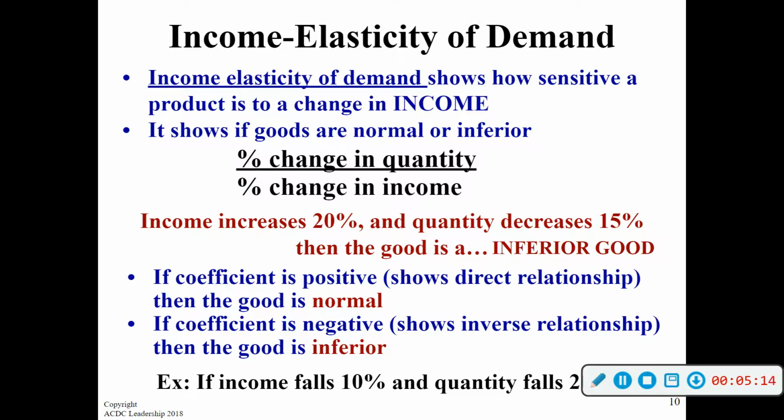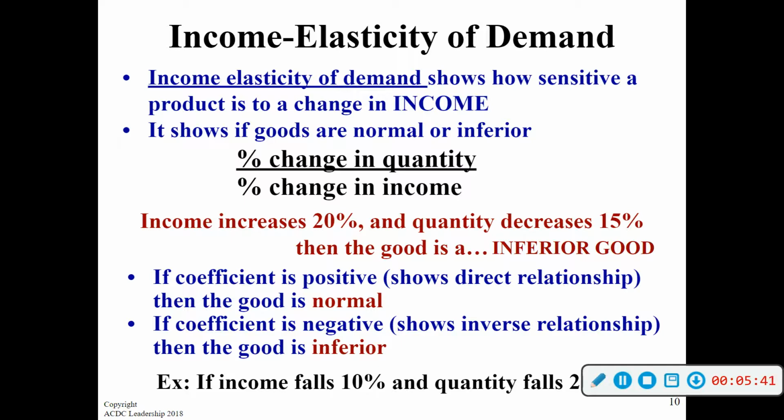So, it says income increases 20%. Well, that would be positive 20 because your income has gone up. And it says the quantity decreases 15% for good A. So you would have negative 15 over positive 20. And so we know that's going to be whatever the math comes out, it's going to be negative. And so if it's negative, these are inferior goods. But as their income went up, they bought less of that good.